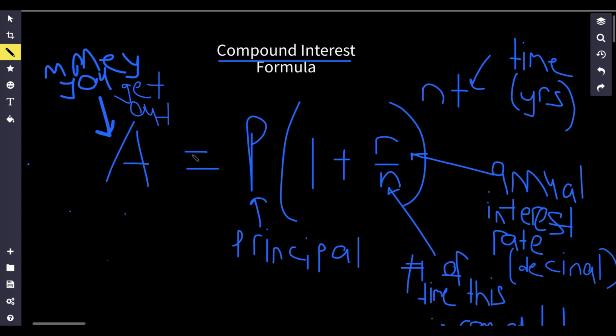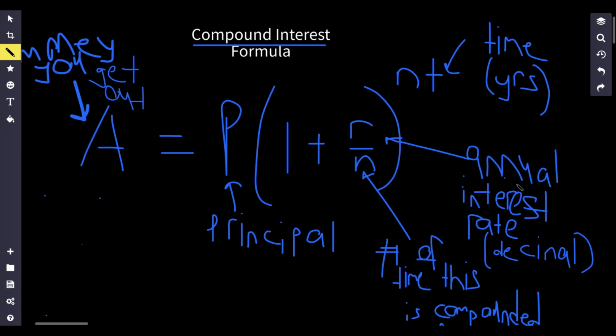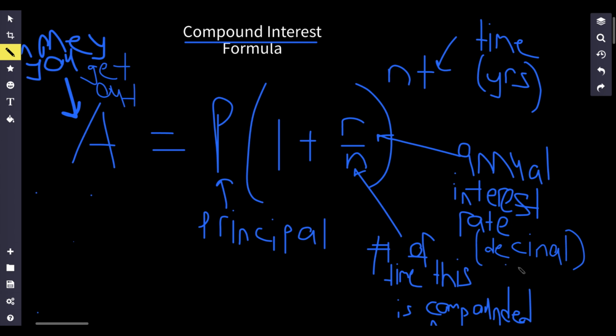It's A is equal to P times 1 plus R over N to the N times T power. P represents your principal. This basically, in the context of investing, just represents how much money you invested. And R represents your annual interest rate. And in the word problem, this is usually represented by a percent. So let's say your annual interest rate is 4%.